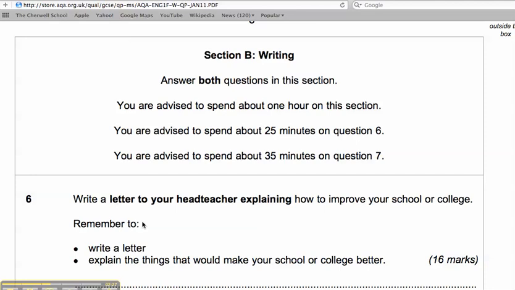If it's a speech, you've got to write it to look like a speech. So good evening, ladies and gentlemen, or something at the beginning. Show that you know what form you're writing in. Language, well, it's to your head teacher, so it'll be quite formal language. Which ties into the audience, which is obviously directly your head teacher, very specific. And then purpose, you're explaining how to improve your school or college. So you've got to put lots of reasons in and lots of justification.